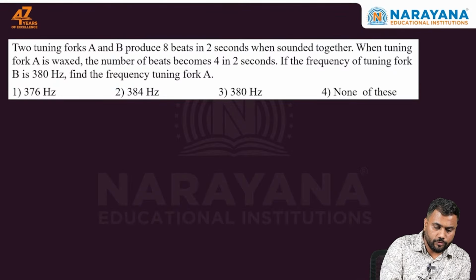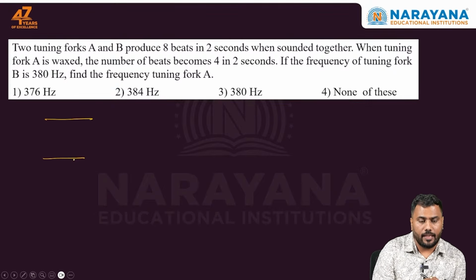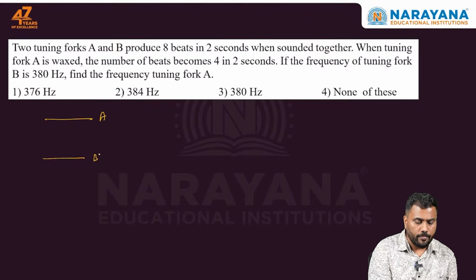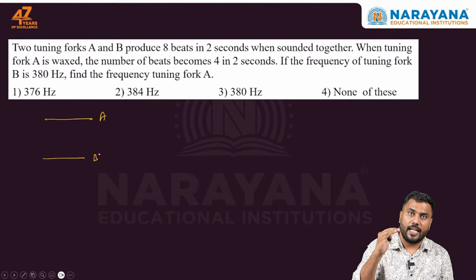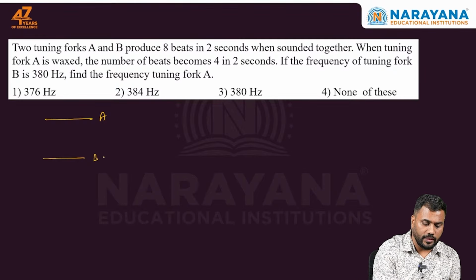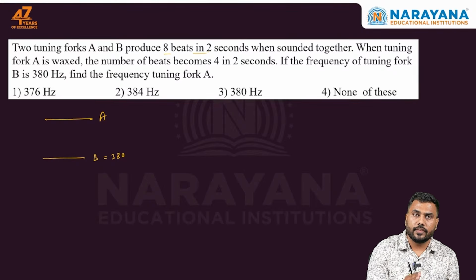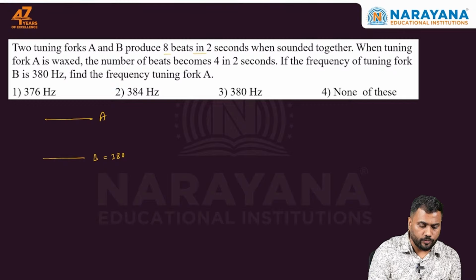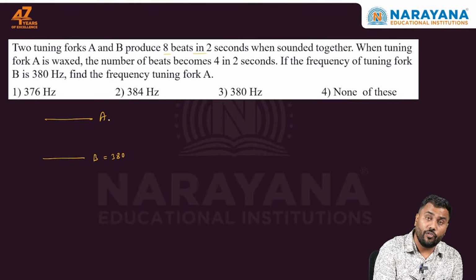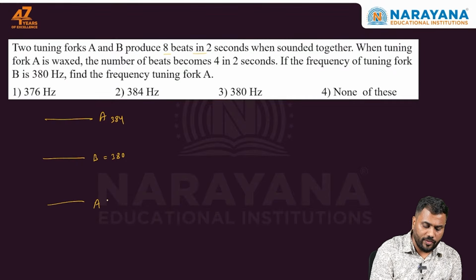So let's solve this question. Let's say tuning fork A has higher frequency and tuning fork B has lower frequency. So this is A, this is B. This diagram is representing A having higher frequency, B having lower frequency. The frequency of B is already known to me, it is 380. The frequency of A I need to know. They are producing 8 beats in 2 seconds, so that means in 1 second 4 beats are produced. So the frequency of tuning fork A can be 4 hertz higher or 4 hertz lower. So it can be 384, or the frequency of A can be lower also, so it can be 376.